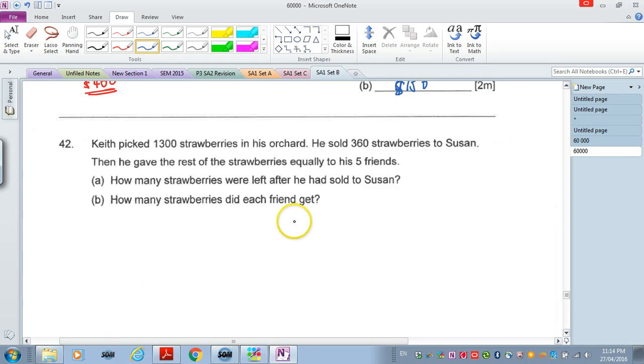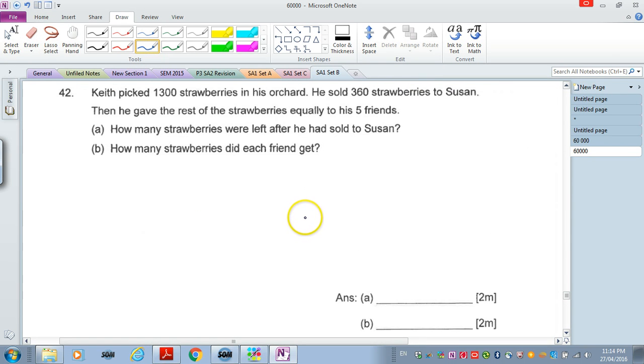Let's look at question 42. Keith picked 1,300 strawberries in his orchard. So at first, he had 1,300 strawberries. Let's write properly.